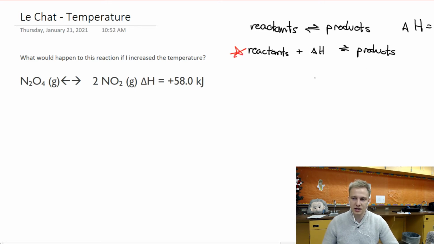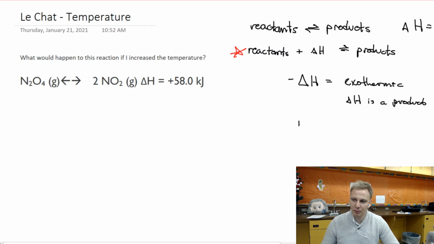And so what we need to know then is that if we have a negative delta H, we have a reaction that is exothermic. And so we can say that the delta H is a product of a reaction. If we have a positive delta H, we can say that this reaction is endothermic, meaning it requires the input of some energy in order for that reaction to occur. And so we can say that our delta H is a reactant.